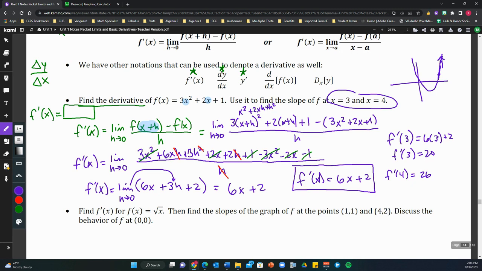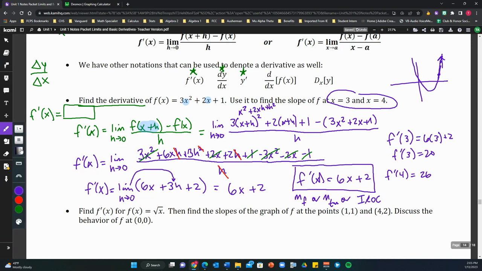So again, that is what this function does. It tells us the slope of the graph of f, or the slope of the tangent line to f, or the instantaneous rate of change of f of x. That is the purpose of this derivative function.